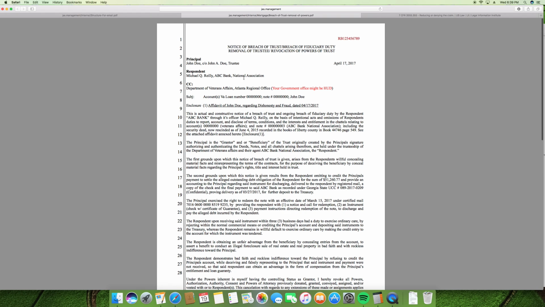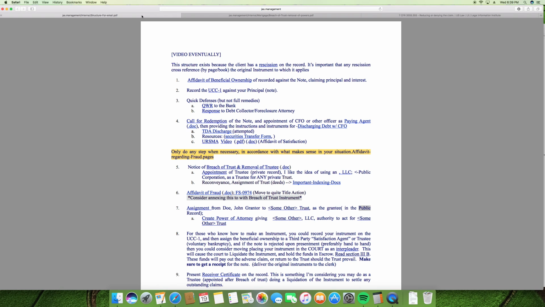But notice there are two things here. There's this breach of trust, but then there's also an affidavit of John Doe regarding dishonesty and fraud. This affidavit of John Doe is where I'm in straight affidavit mode, breaking down the fact that there was fraud, misrepresentation, and concealing of material facts. I did not know that I was pledging a financial asset. I did not receive disclosure of my rights, title, and interest in that asset at any time. That's where all that is laid out in the affidavit that they won't respond to. It's a cold affidavit. It's the coldest affidavit I've ever seen in my life.